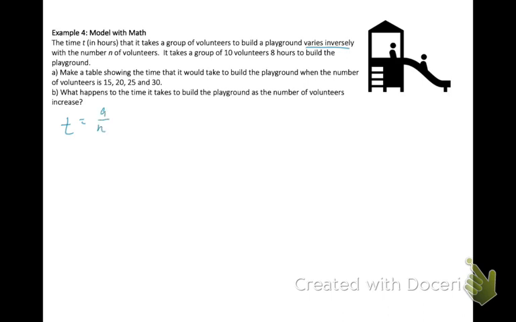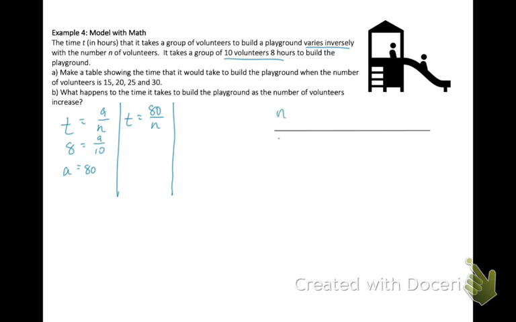Now let's take that information we were given about it taking 10 volunteers 8 hours to build. So 8 equals a divided by 10, so our constant in this situation is 80. So our inverse variation equation is time equals 80 divided by the number of volunteers. Part A says make a table showing the time that it would take to build the playground when the number of volunteers is 15, 20, 25, and 30. So let's set up a table. Volunteers versus time: 10, 15, 25, and 30.